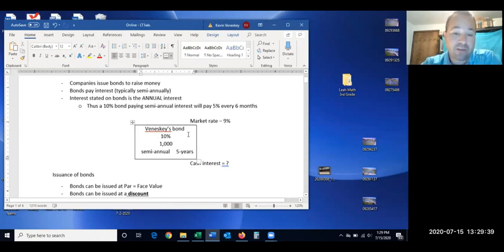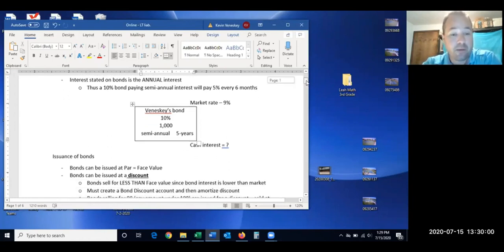So this may help you. This gives me a real good snapshot instead of me having to read everything 2 or 3 times. I just put it in a little picture off to the side. I put what the market rate is outside of the bond because you still need that, but it's not actually part of the bond. This is going to be used to find how much we sell the bond for.